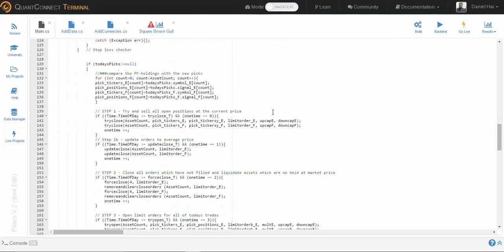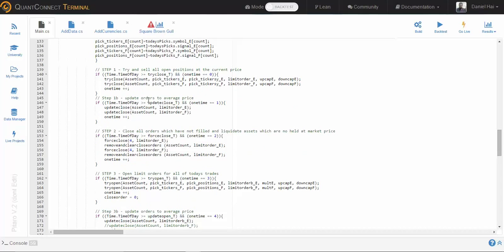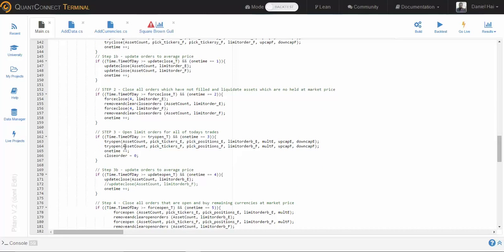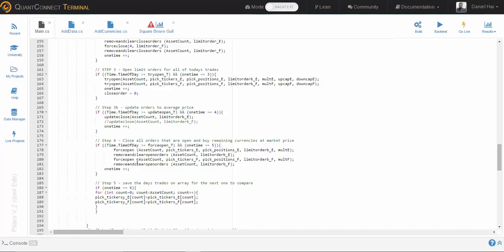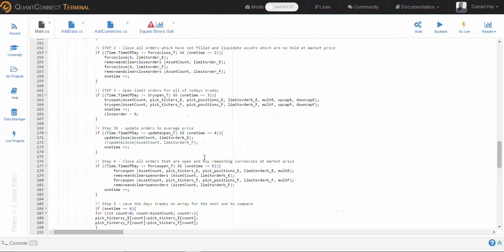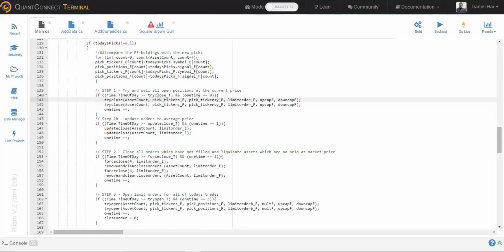From there we jump into building the new data sets of the day, and you can see here I'm calling my functions. So again, first I try close at this first time, then I update my close, then I force close, then I try open new positions at a good price, update those positions, and finally force open these new positions. And you can see I have a variable here, one time, which makes sure that using a one increment, every function is only called once per day.